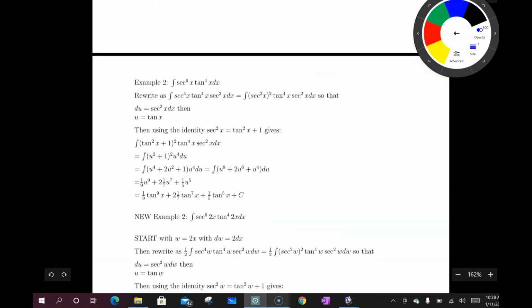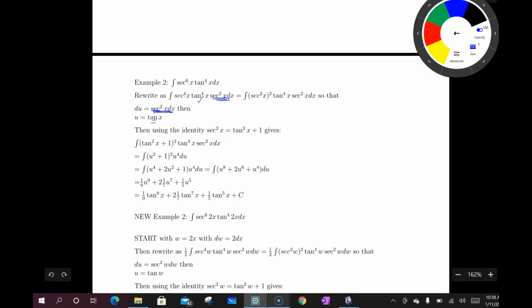So let's look at this one. I see even powers on both of them. So I'm motivated to peel off a secant squared so that I leave even powers. If I'm peeling off secant squared, I think about this first. Okay, that's my secant squared x dx, my du. What's my u have to be? U's got to be tangent.